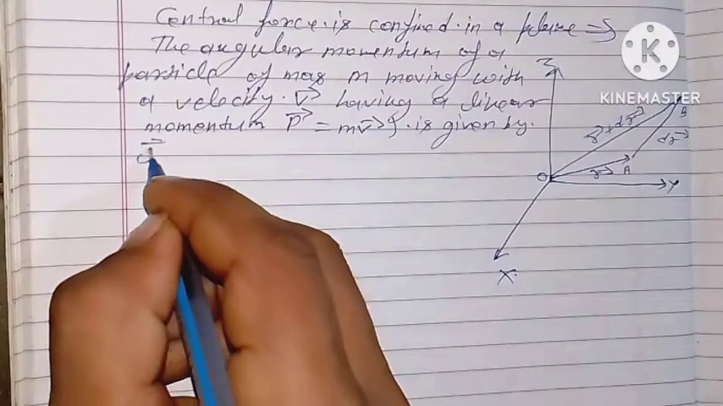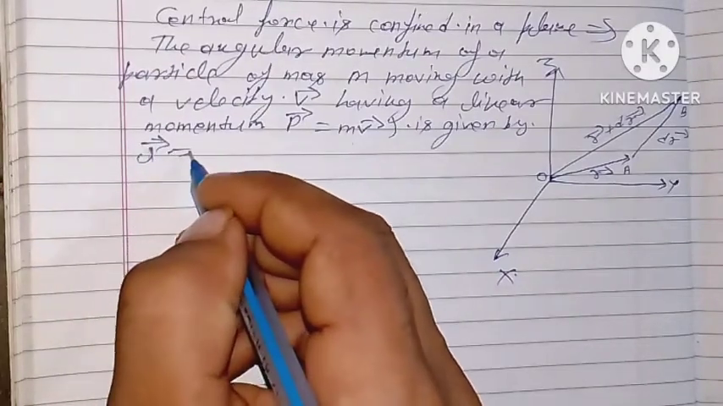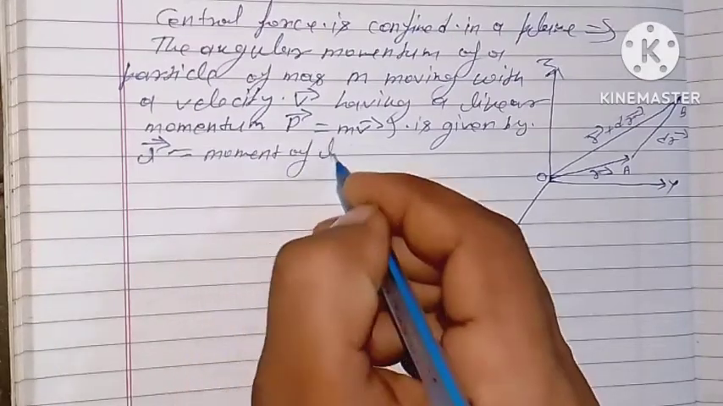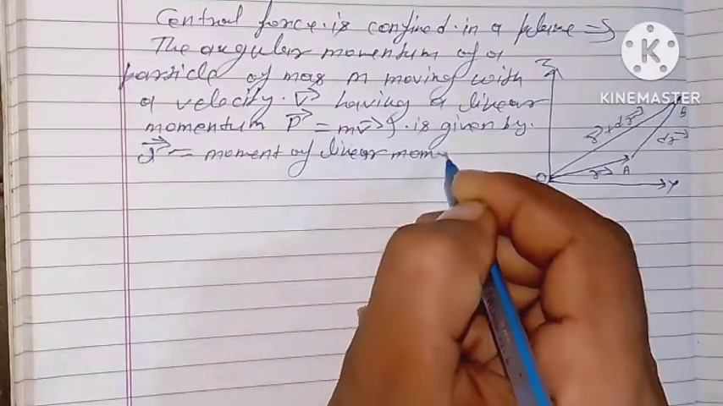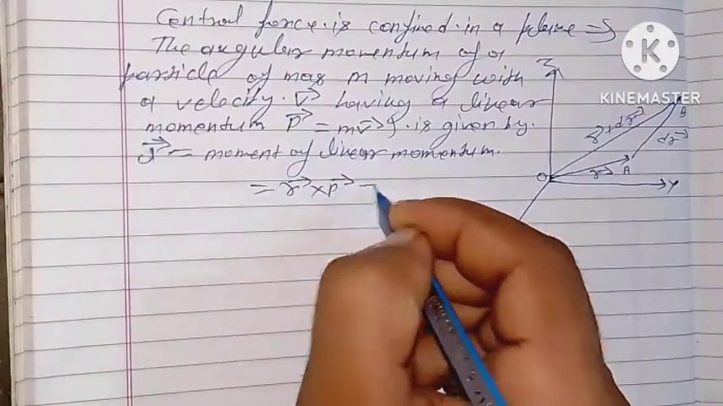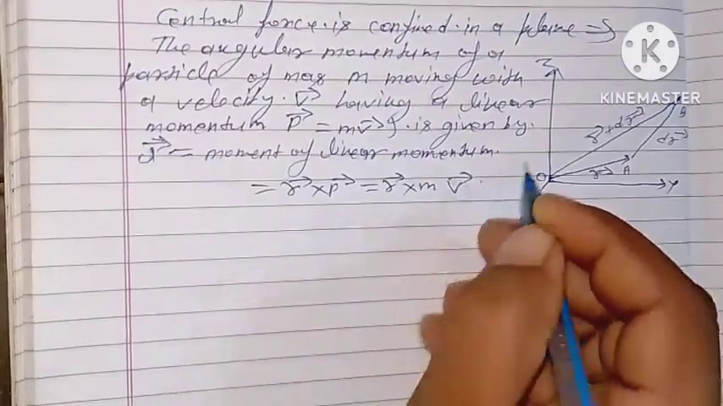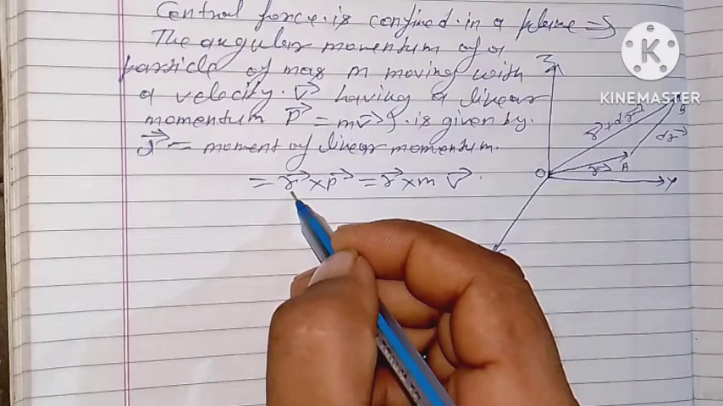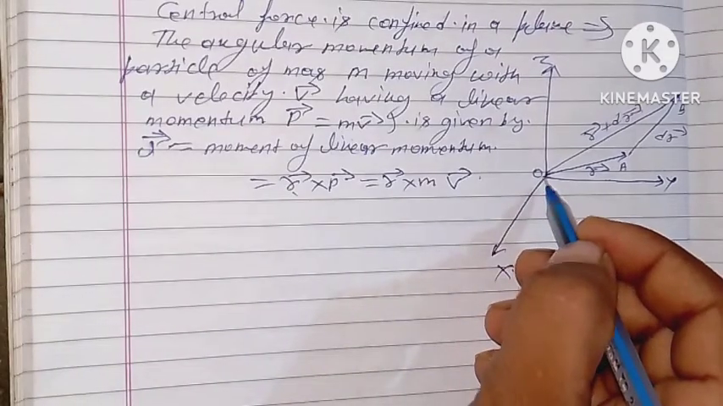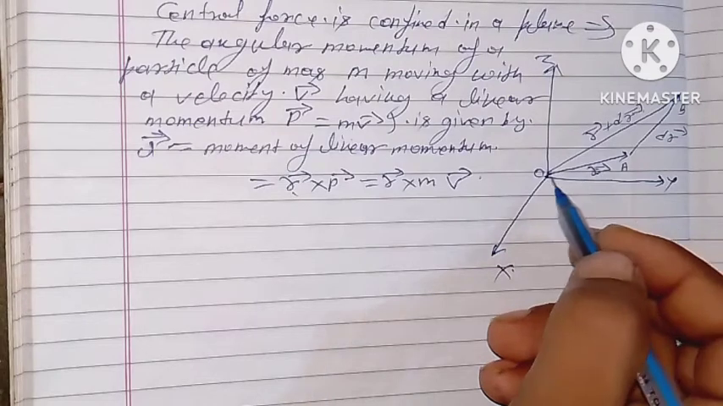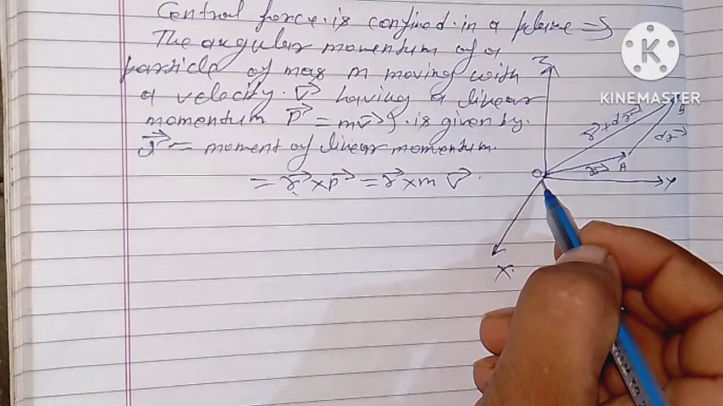vector j, the moment of linear momentum, equal to vector r cross vector p equal to vector r cross m vector v, where r is the position vector of the particle with respect to the center of the force lying at O, the origin of the coordinate system.